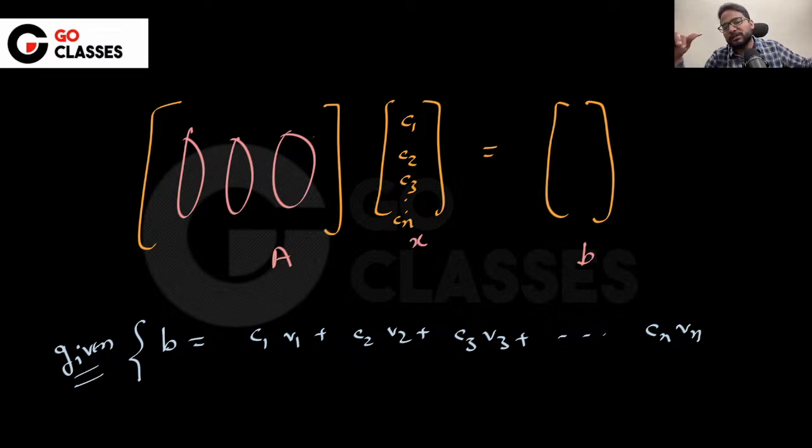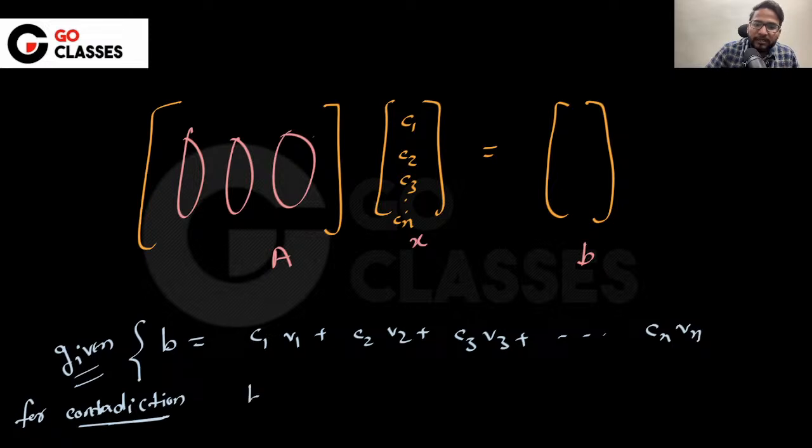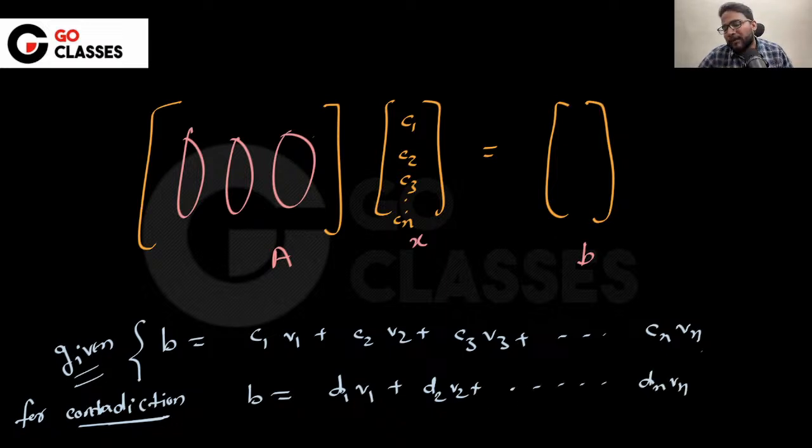See, B is a linear combination. It means there is at least one solution. Let's suppose this solution is C1 to Cn. My claim is that there cannot be any other solution. But for contradiction, let's assume that there is another solution. Okay, I mean, there are two solutions. There should not be, basically. This should not be.